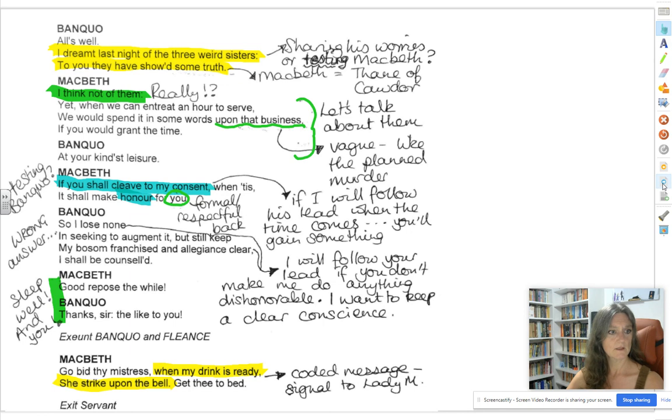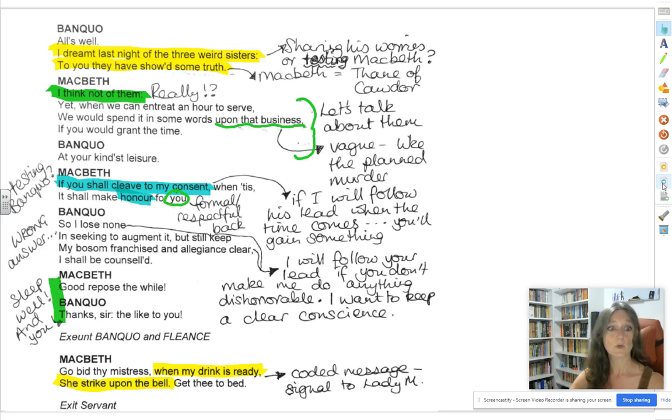Anyway, he goes on to say, "Yet, when we can entreat an hour to serve, we would spend it in some words upon that business, if you'd grant the time." So Macbeth is saying, okay, when we've got a little bit more time in the future, let's actually talk about that business. Let's talk about those witches. And it's quite vague talk, isn't it?